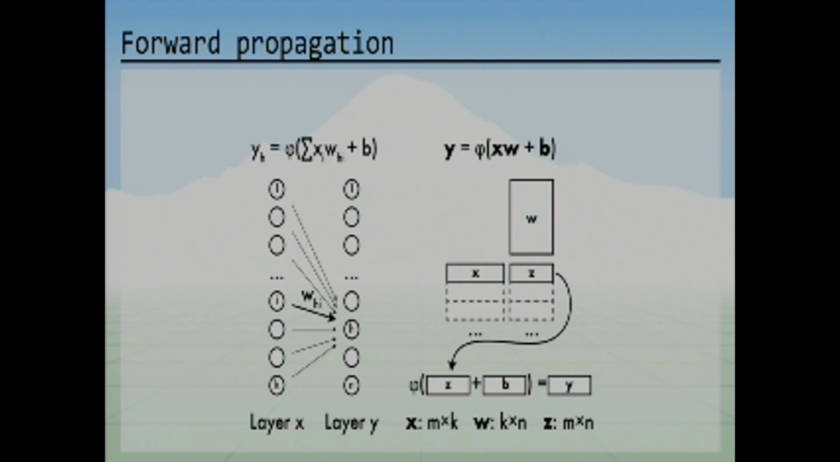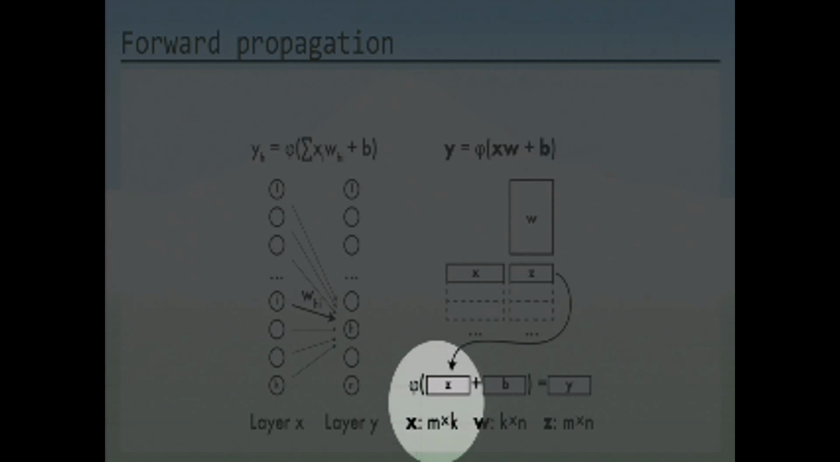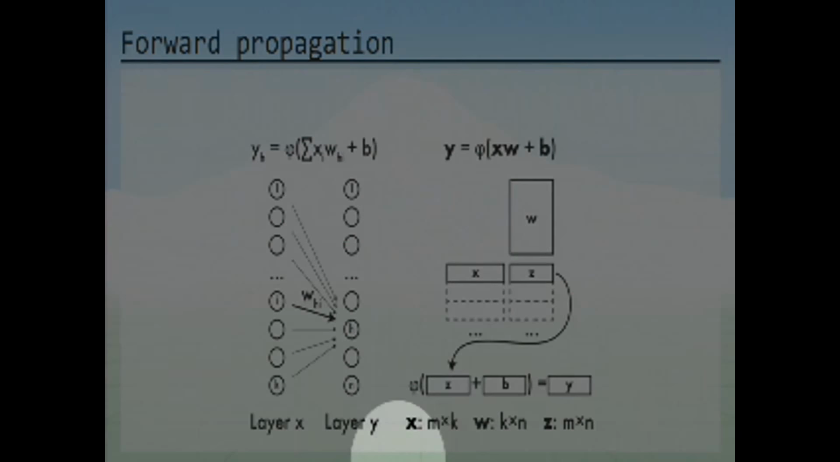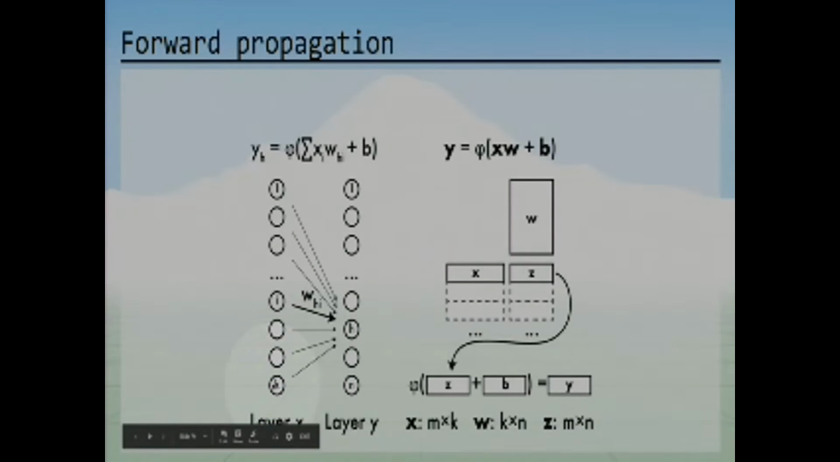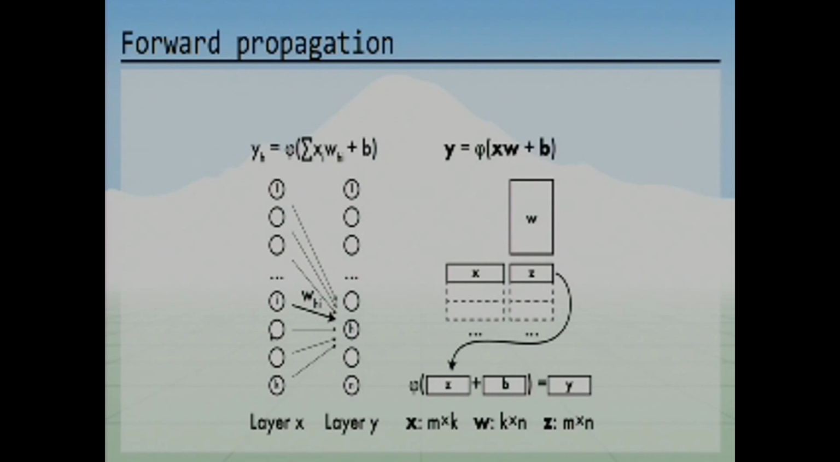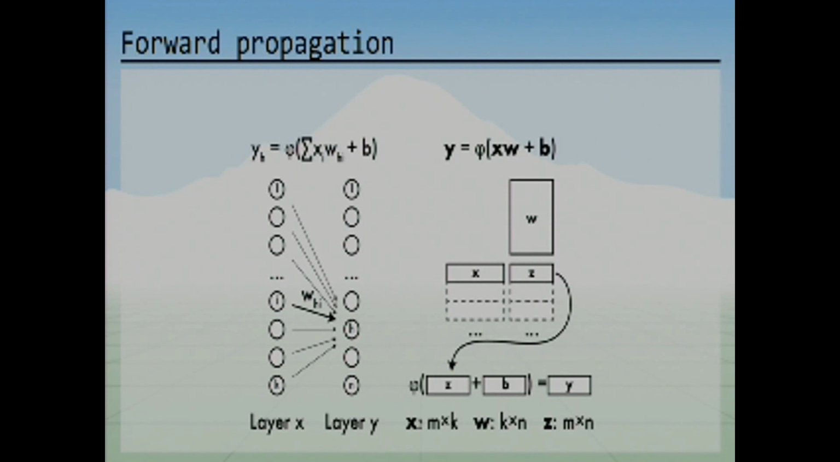In particular, we can think about the dimensions of these matrices. Our x matrix is going to have dimensions m rows by k columns, where k is the number of input neurons in our layer x, and m is the number of examples that we're looking at. If we just want to process a single example, m will be 1. But we can also make m larger than that. m can be any size we want because it's just a matrix.